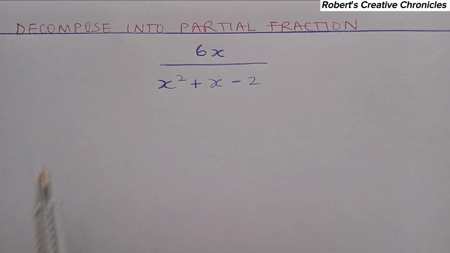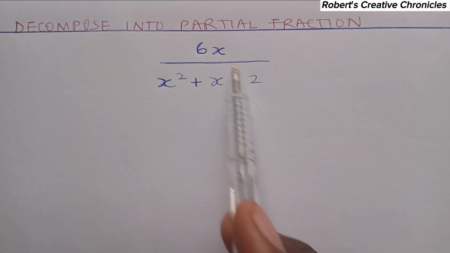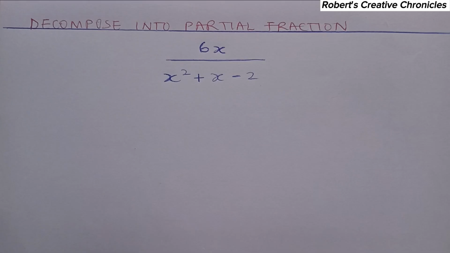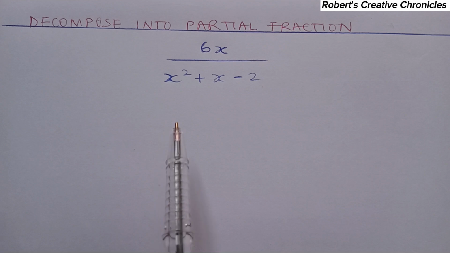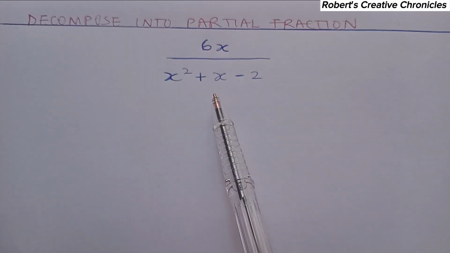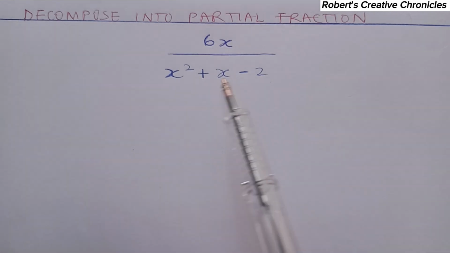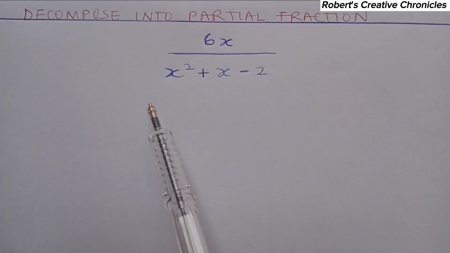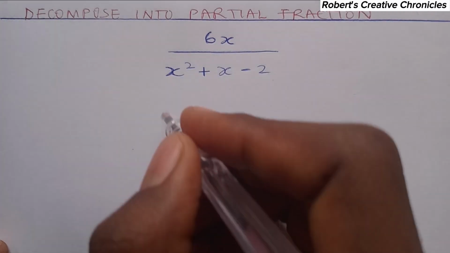So today we'll be solving this question which states: decompose this fraction into partial fractions. So we have to decompose this into partial fractions. There are different methods of doing this: the cover-up rule, the elimination method, the method of undetermined coefficients. But in this one, I'll be using the elimination method. I personally like the elimination method, so let me show you how it's done.